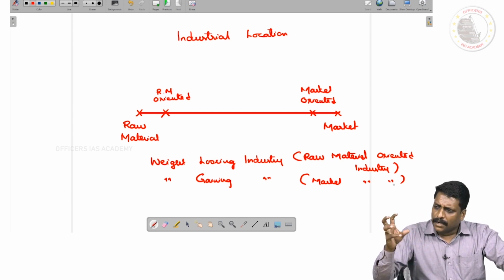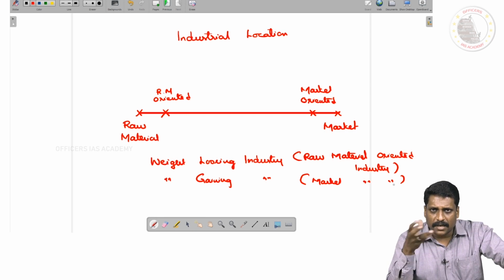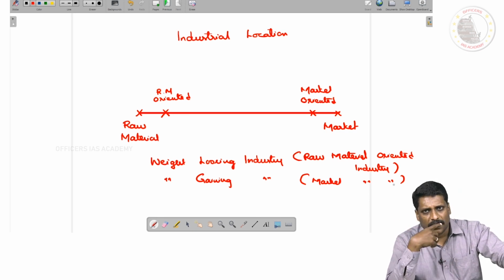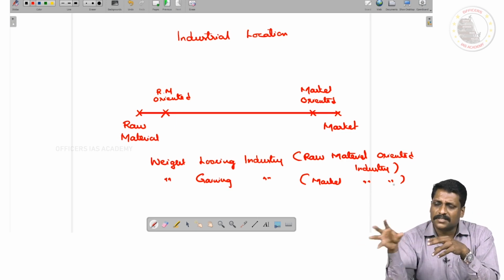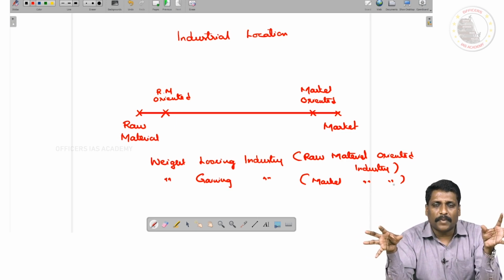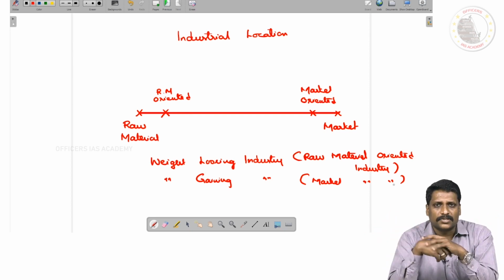Normally, a product with high value, and if the size of the product is very small, it becomes an example of what? Footloose industries. So wherever the skilled labor is available, footloose industries can be set up. So it doesn't need market access or raw material, or market location may not play a very vital role in footloose industry. That is an exception.